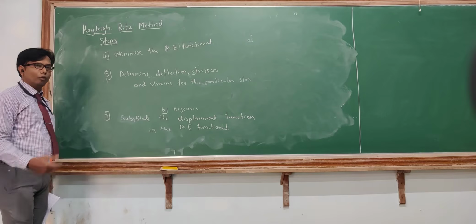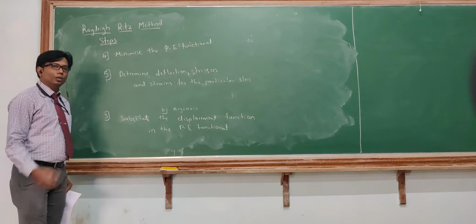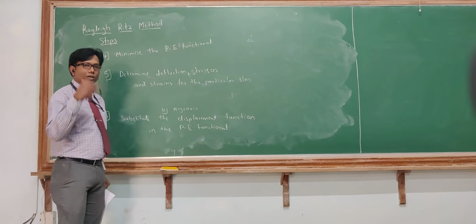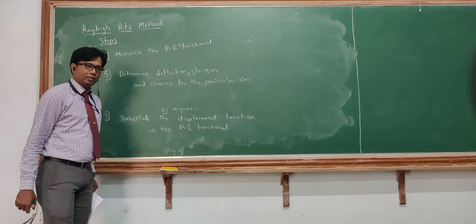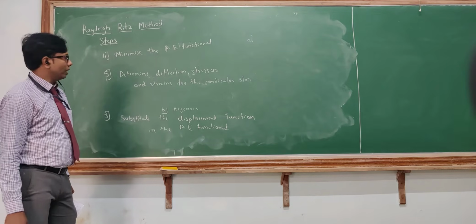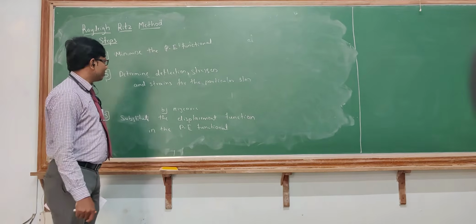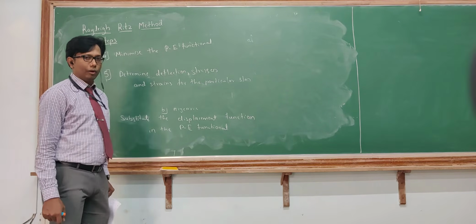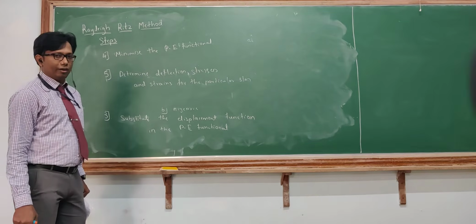Okay, so these are the five steps you need to use whenever you use the Rayleigh-Ritz method. First, you have to formulate the potential energy function. Then you have to assume the displacement function. Then you have to substitute the displacement function in the potential energy equation. After that, you have to minimize that potential energy function, and after getting all the constant values, you will be able to determine the deflection, stresses and strains for whatever system is given. So this is about the Rayleigh-Ritz method and the steps involved in it.